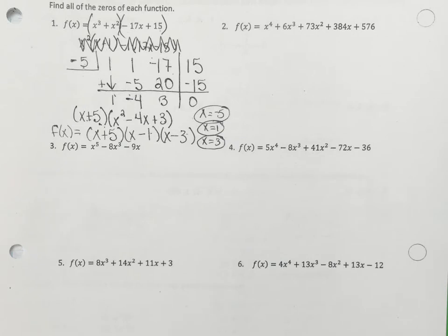You okay? Oh, that's fine. Just hit the delete button. Whatever it's on, it'll delete. If you hit clear, it'll clear all of it. 384. Yeah, you did it backward. Wait, hold on. 73x squared, then plus 384x, and then plus 576. There you go. Now you're correct.